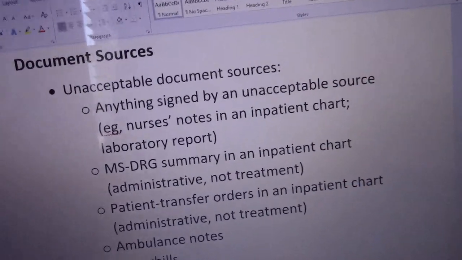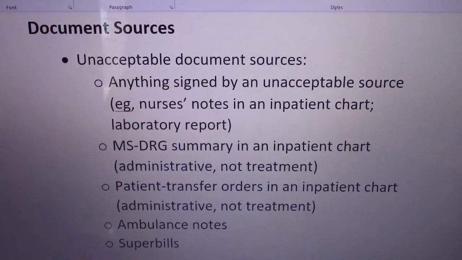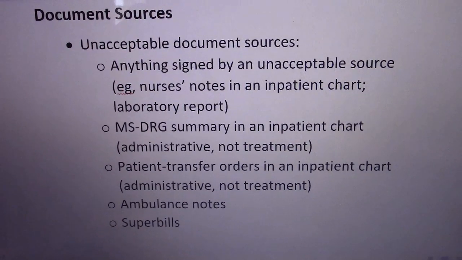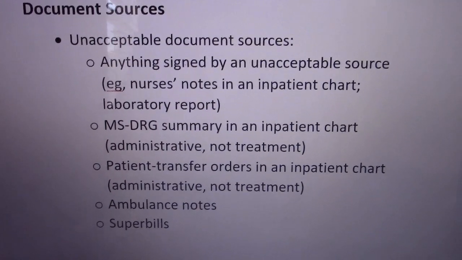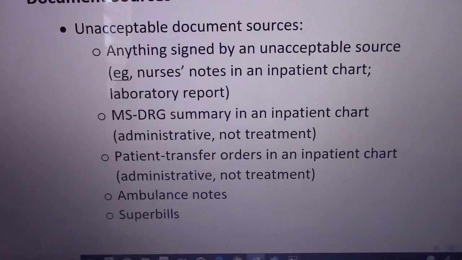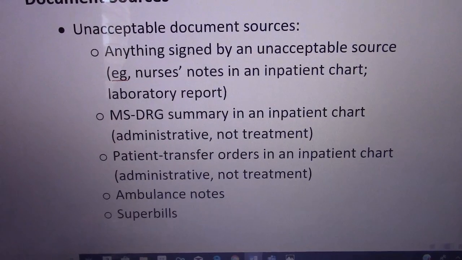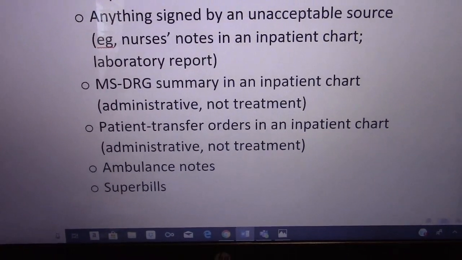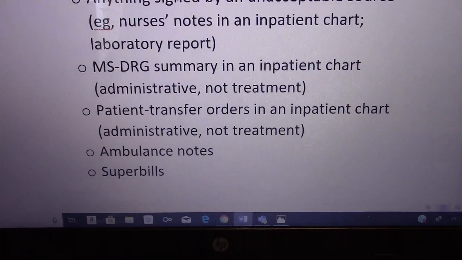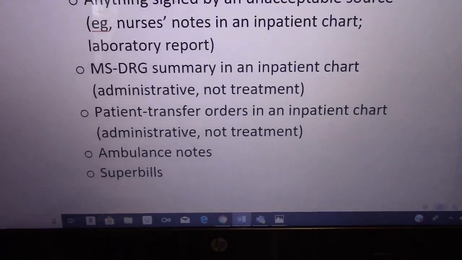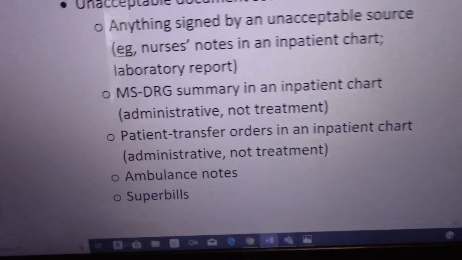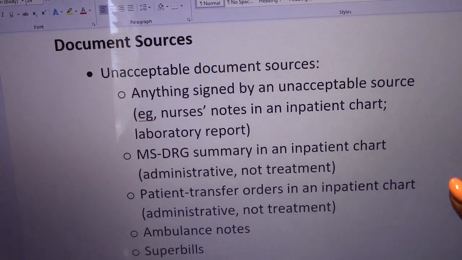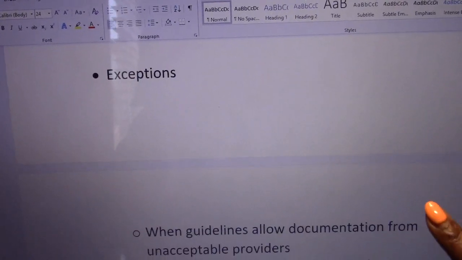Document source. An unacceptable document source is anything signed by an unacceptable source, for example, nurse's notes in an inpatient chart or laboratory report, MSDRG summary in an inpatient chart, patient transfer orders in an inpatient chart, ambulance notes, and super bills. These are all unacceptable document sources.